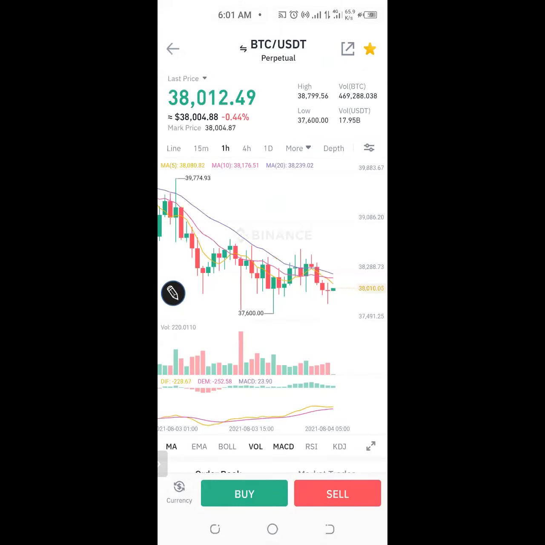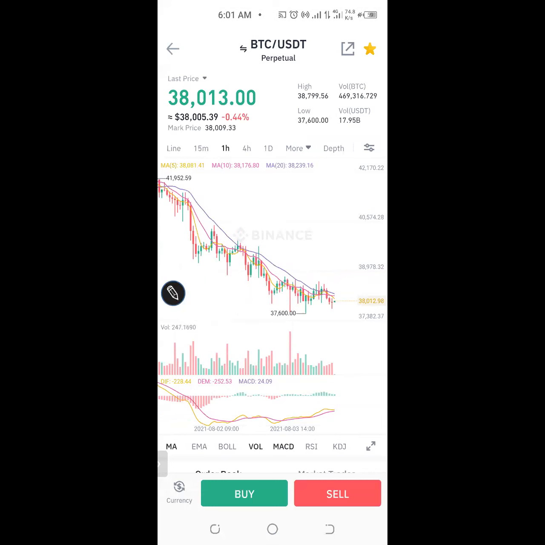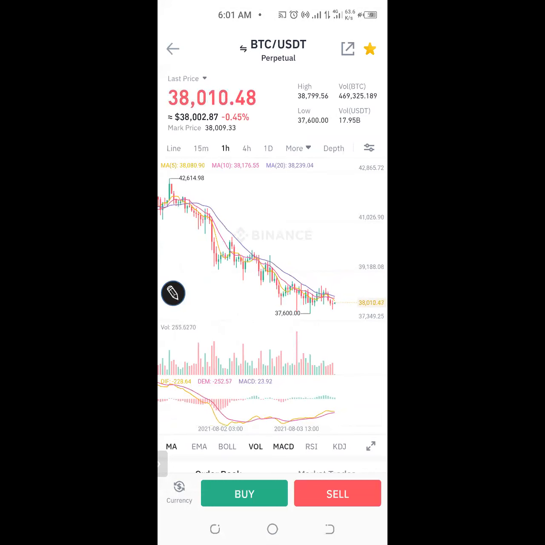People are seeing something. The price of Bitcoin is dropping down to $7,000 and it's coming back.